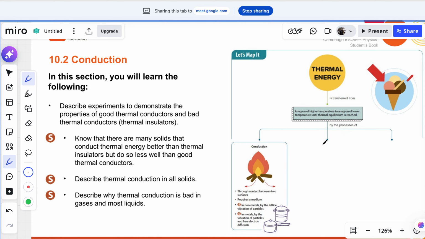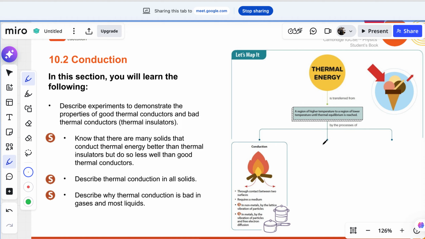Conduction happens because of two things. Number 2 is the transfer of free mobile electrons. The other one is free mobile electrons that carry the thermal energy from one spot to another. So that's how conduction happens. Now, how good are different materials at conducting thermal energy?